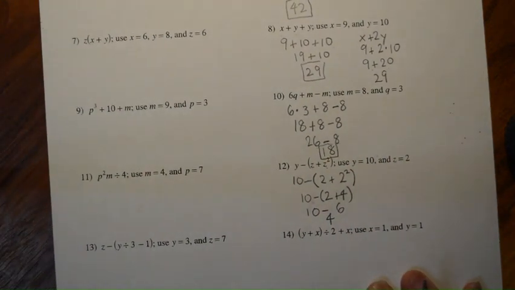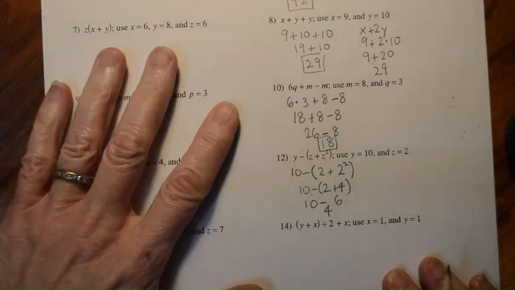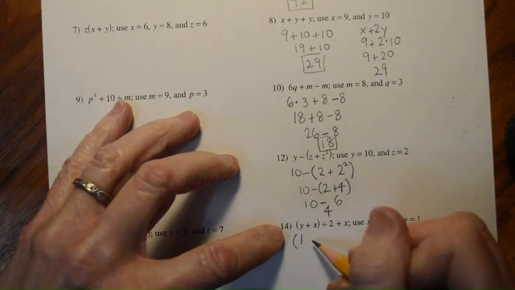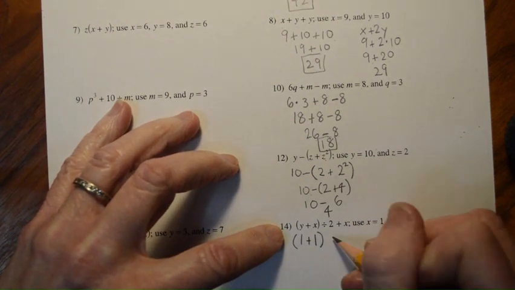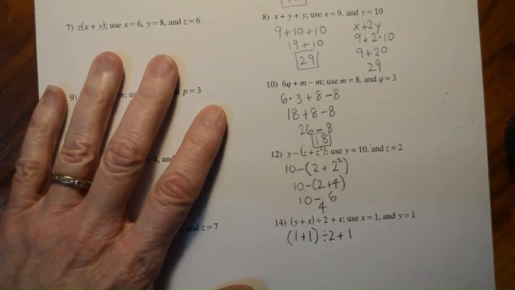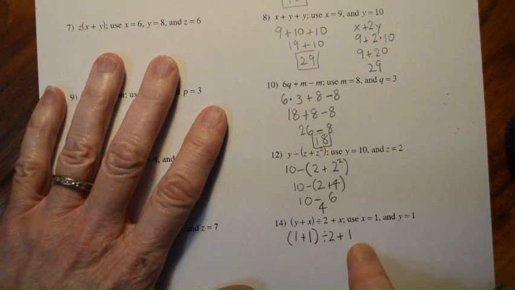Okay, last one. y plus x divided by 2 plus x. So this is going to be 1 for y plus 1 for x divided by 2 plus 1 for x. And again, be careful here because it's so easy to just say, oh, let me get done with that part first because it's easy, 2 plus 1. But again, that's not the order that we do things.